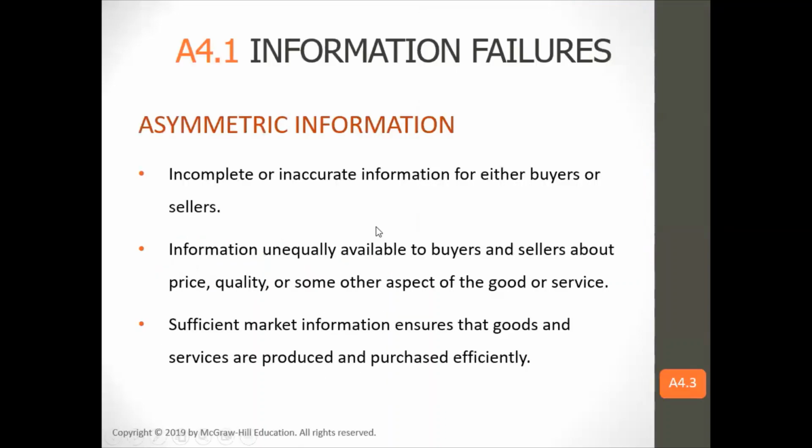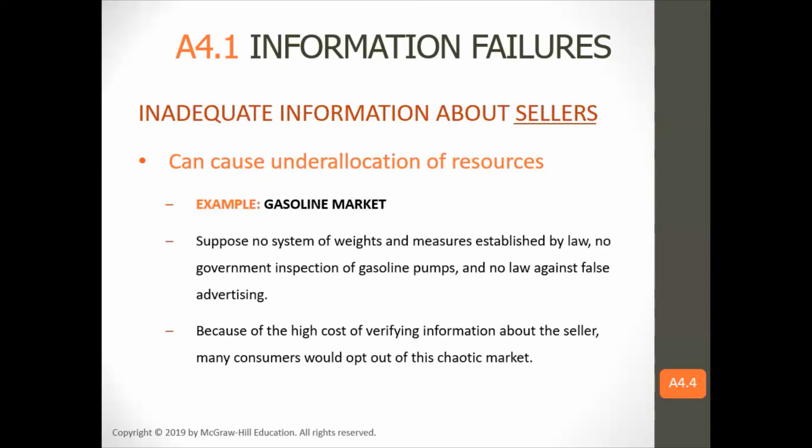So asymmetric information is when information is not complete or accurate for buyers and sellers. People are not provided equally with information about price, quality, or some aspect of the good or service. So there needs to be sufficient market information across everybody. Everyone should be provided the same amount of information.